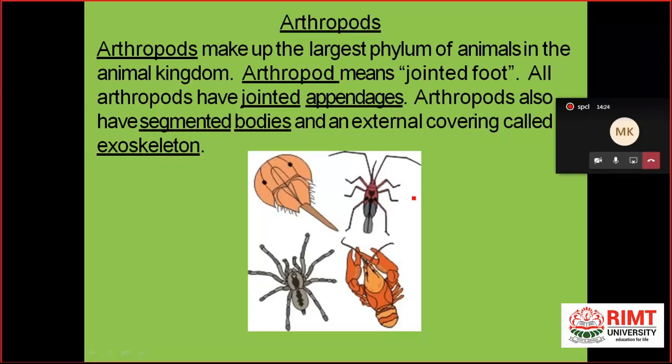As you all know, this slide and the next two slides are just to remind you about the arthropods and insects, how they look and what their body structure is. Arthropods make up the largest phylum of animals in the animal kingdom. Arthropod means jointed foot. All arthropods have jointed appendages. Arthropods also have segmented bodies and an external covering called the exoskeleton.